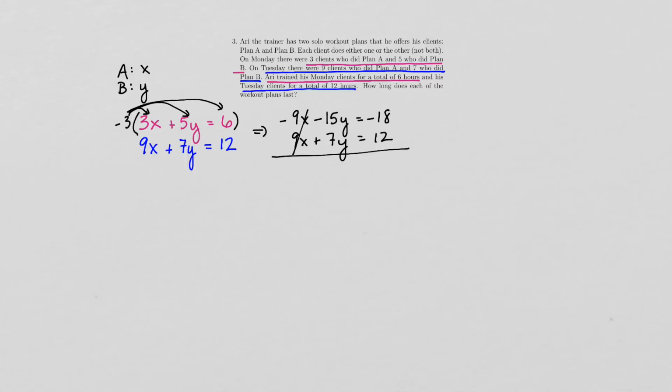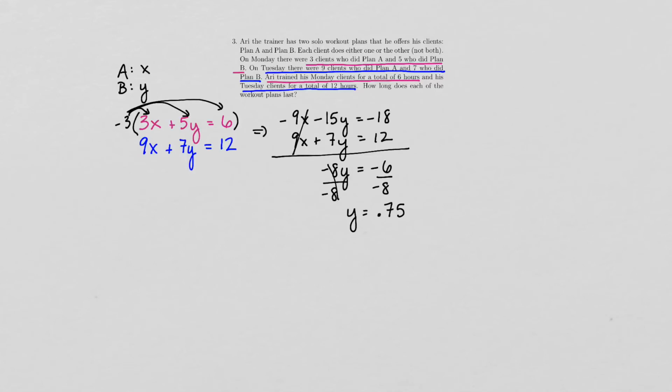-15 plus 7 is -8y. And -18 plus 12 is -6. And so if I divide both of these by -8, y is going to end up being 0.75. So you're talking about 0.75 of an hour.